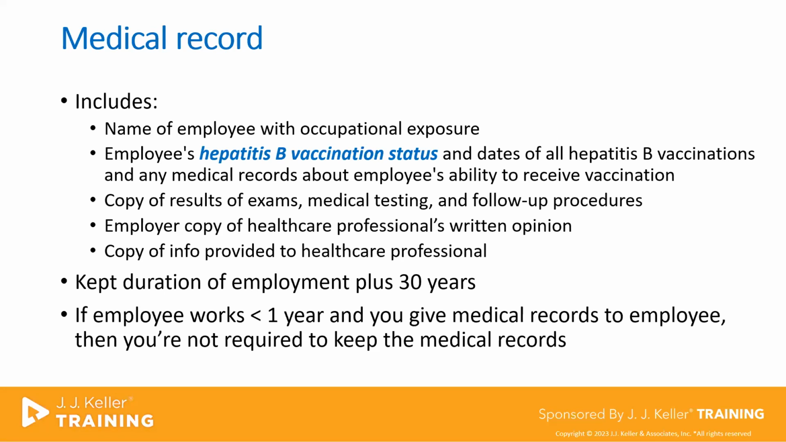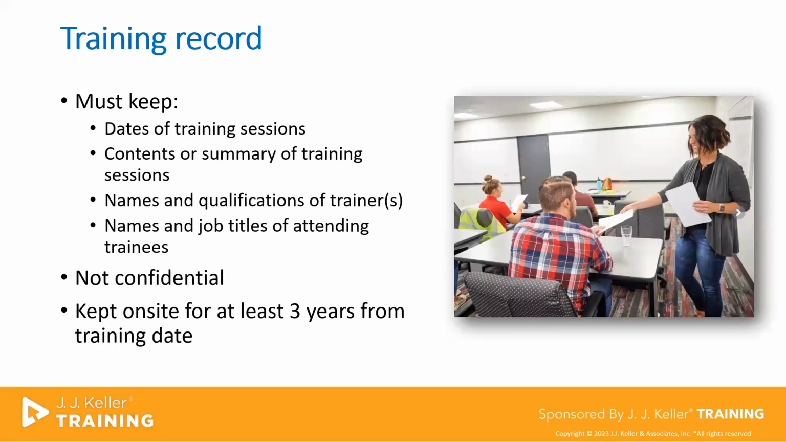If you claim one of the vaccination exemptions, that claim must be documented in the worker's medical record for the vaccination status. Now, get this, even the declination form is a record of the worker's vaccination status. So keep all these medical records for the duration of employment plus 30 years. Training records are not confidential, and they're kept for at least 3 years from the training date. Training records may be stored on site where they will be accessible for review.